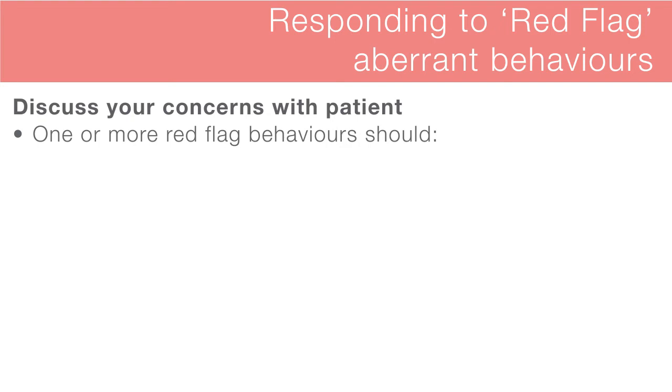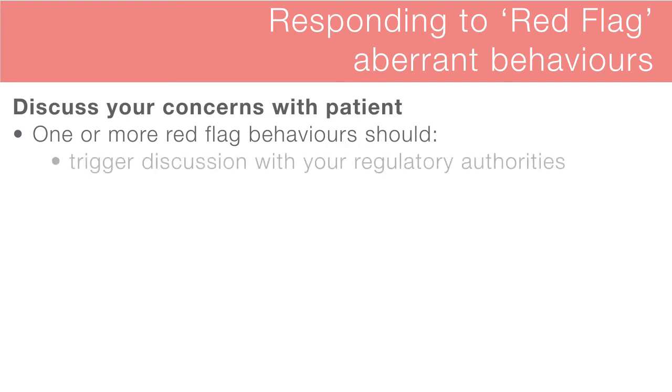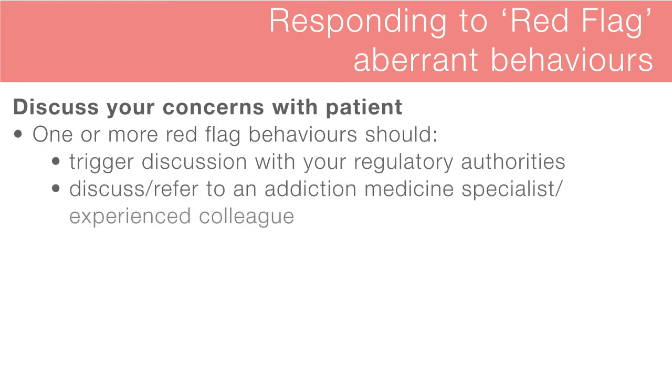So, firstly, it should trigger a discussion with the regulatory authorities. In Victoria, that's the Drugs and Poisons Regulations Group. You should at least phone them to find out if the patient has a history with them. They can give you more information. Discuss or refer this to someone who's more experienced in this area. So you can retain control with the patient's management, but at least get some advice. And again, towards the end of this module, we'll give you some resources about who you can phone if you don't have ready access to an experienced colleague nearby.